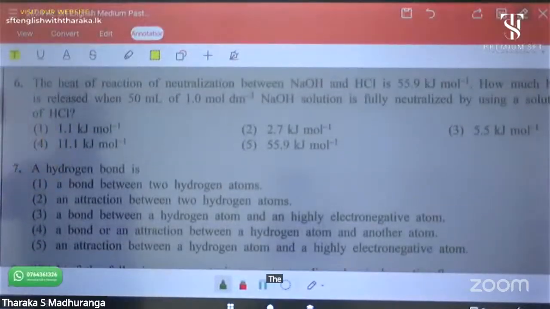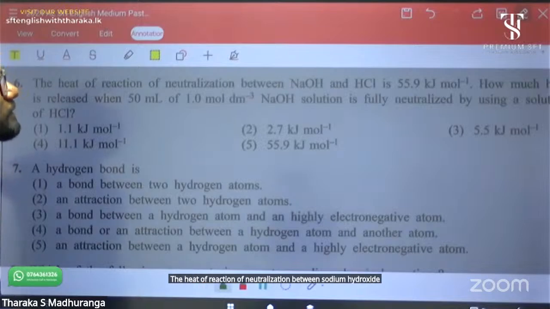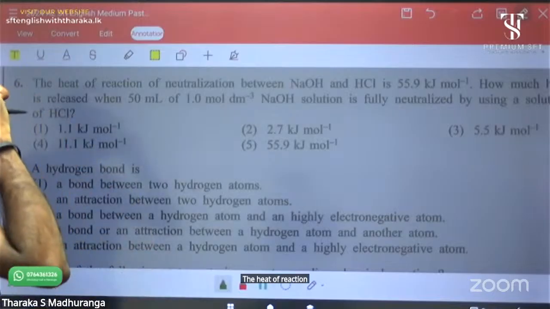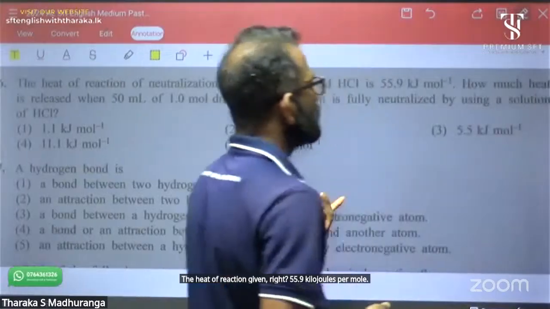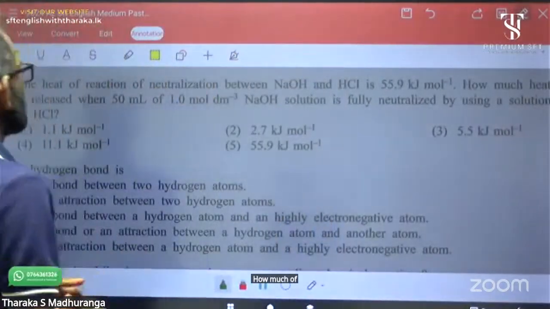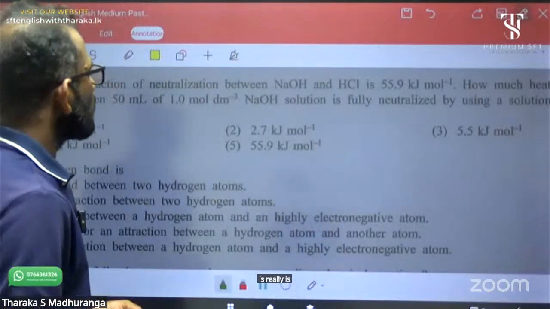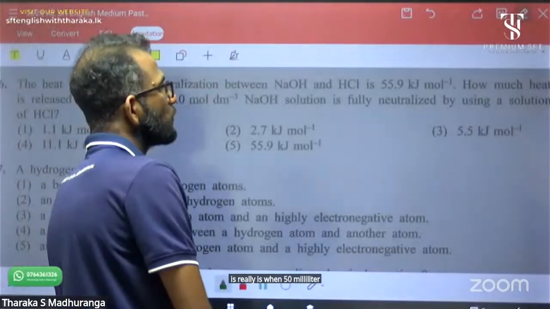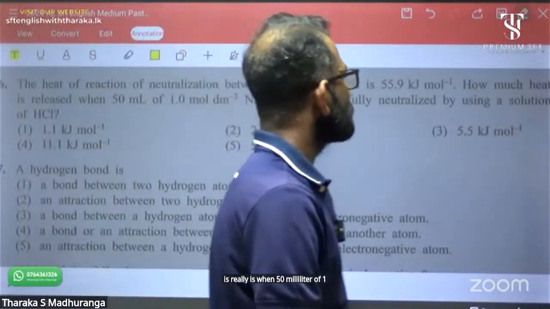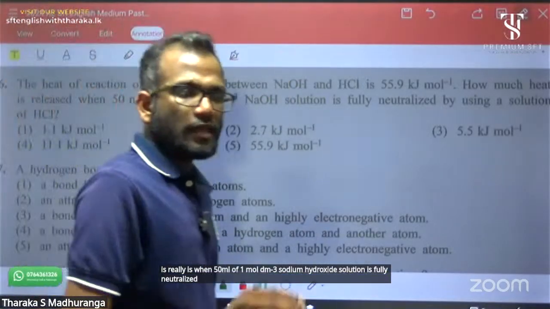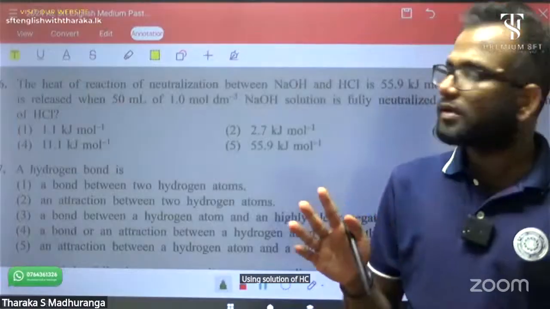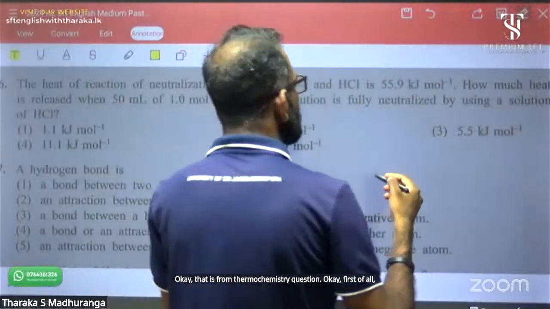The heat of reaction of neutralization between sodium hydroxide and HCl is given as 55.9 kilojoules per mole. How much heat is released when 50 milliliters of 1 mol dm-3 sodium hydroxide solution is fully neutralized by using a solution of HCl? Okay, that is from a thermochemistry question. First of all, the heat of reaction is given.